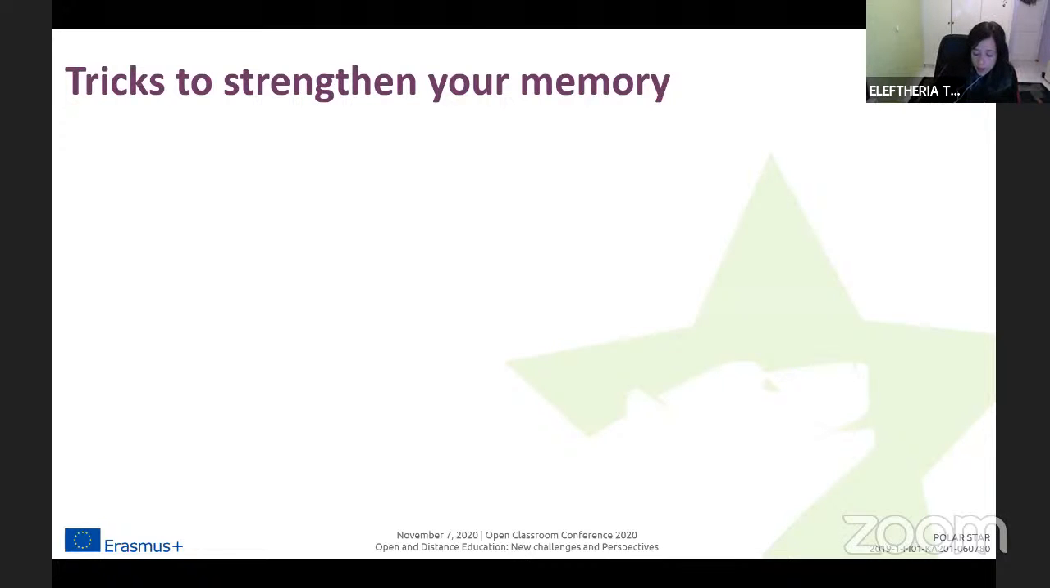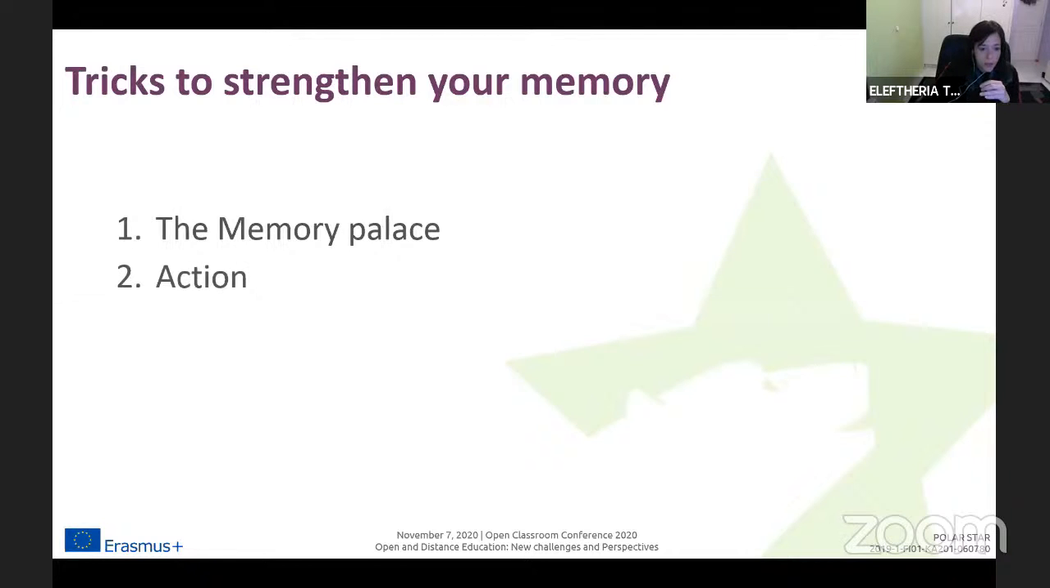So there's this tool, this method that Cicero used, and it has 4 steps. One is called the memory palace. The second step is about action. The third step is about emotion, and the fourth step is about review.